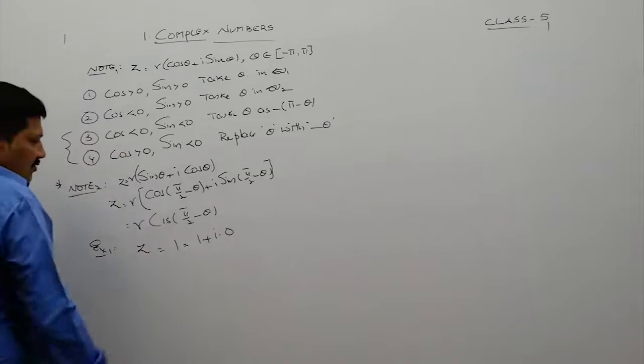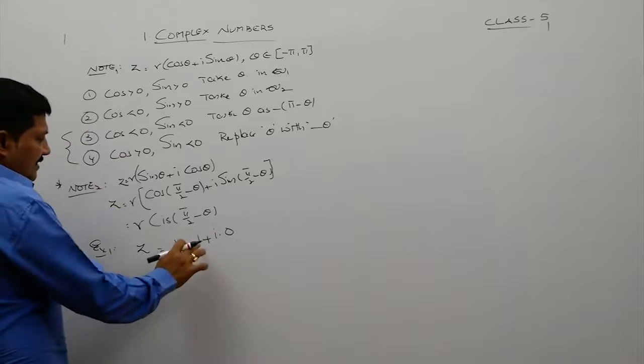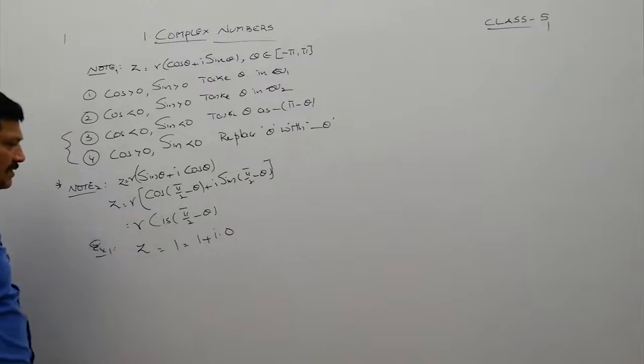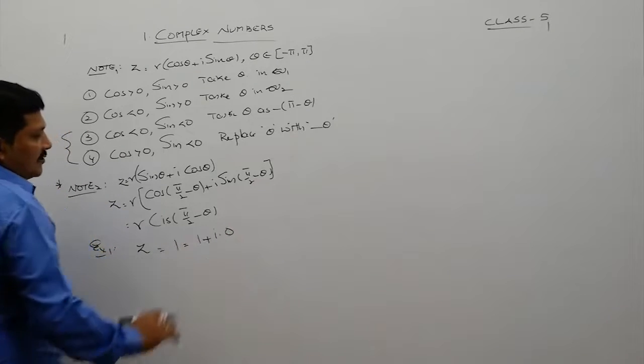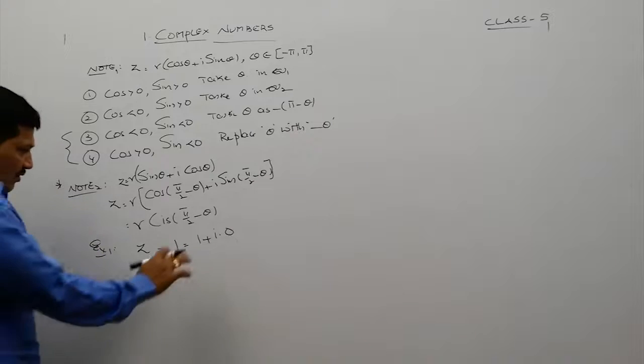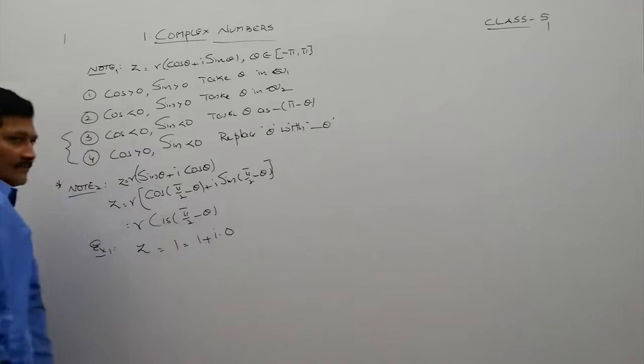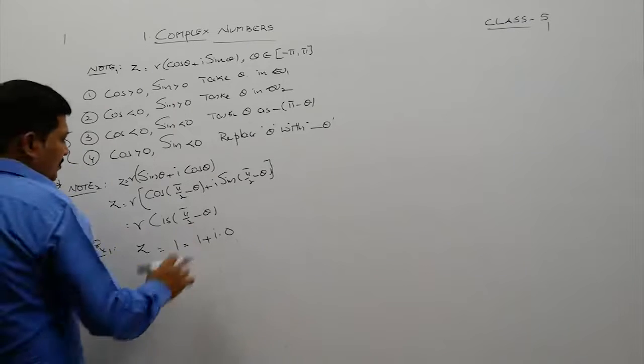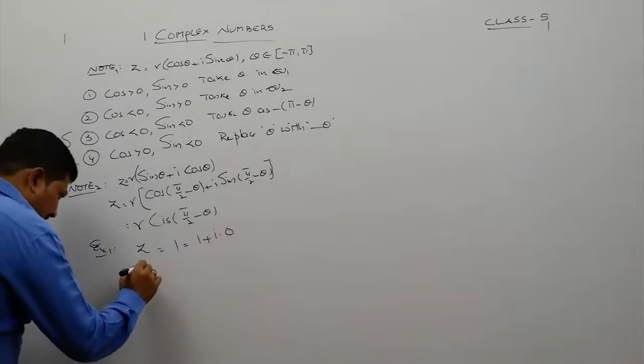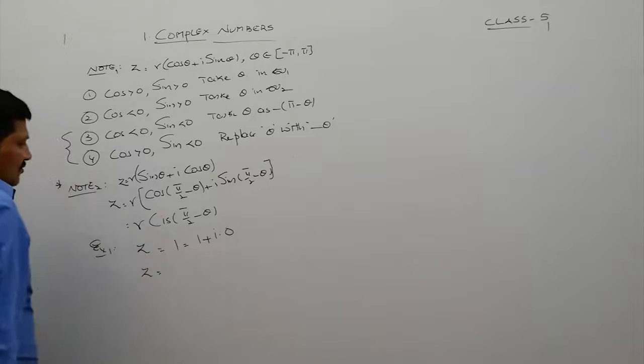z is equal to 1. Write this one, this is a real number. Express this one in the form of a plus ib by taking the imaginary part as 0. So 1 plus i into 0 is equal to 1. Now write this one as z is equal to 1.